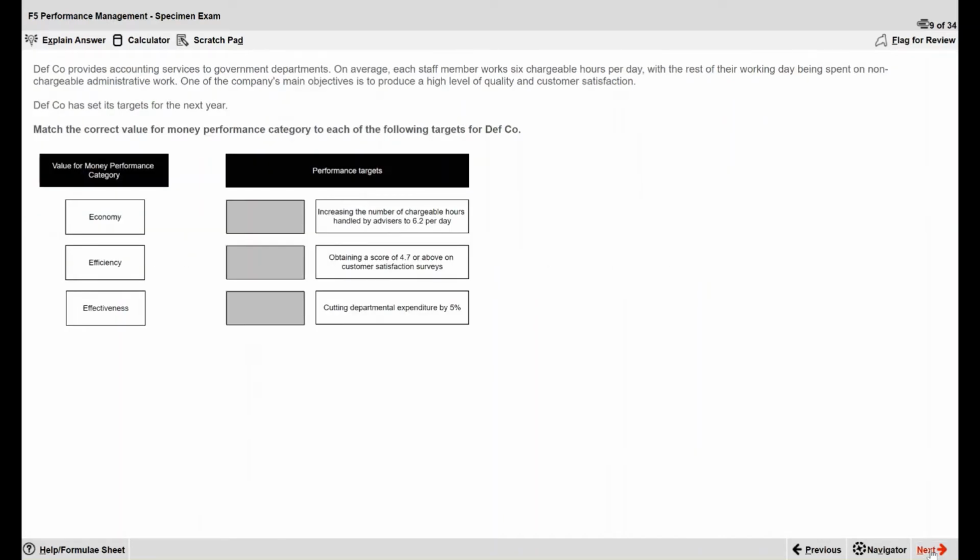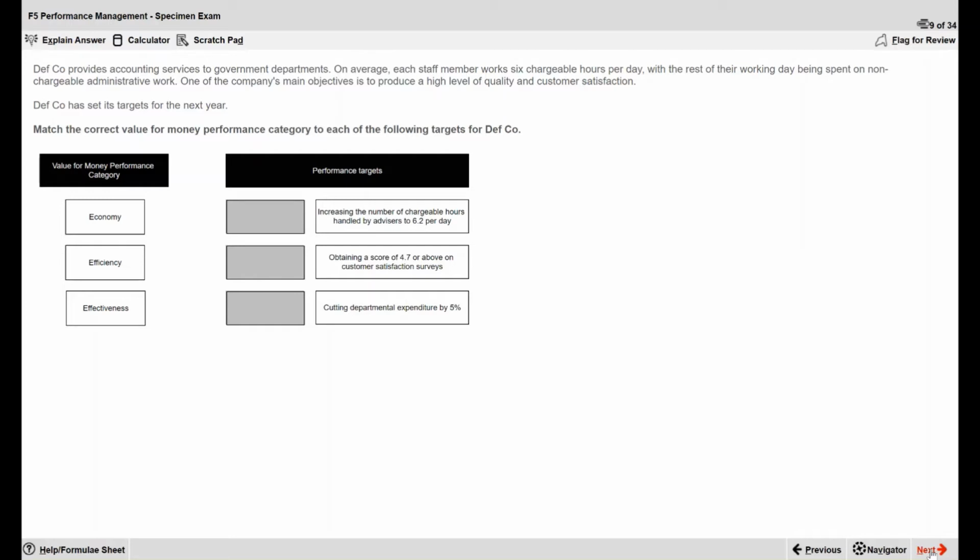Match the correct value for money performance category for each of the following targets for DEFCO. DEFCO provides accounting services to government departments. On average, each staff member works 6 chargeable hours per day, with the rest of their working day being spent on non-chargeable administrative work. One of the company's main objectives is to produce a high level of quality and customer satisfaction. DEFCO has set its targets for the next year. So we have to link each of these with the 3 E's.